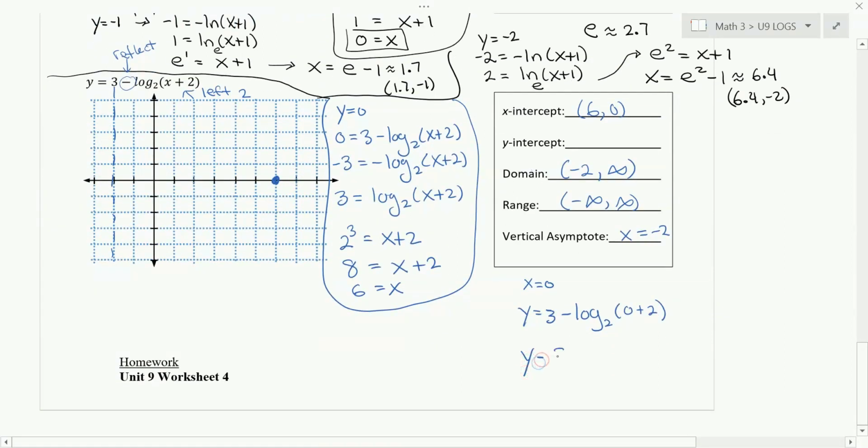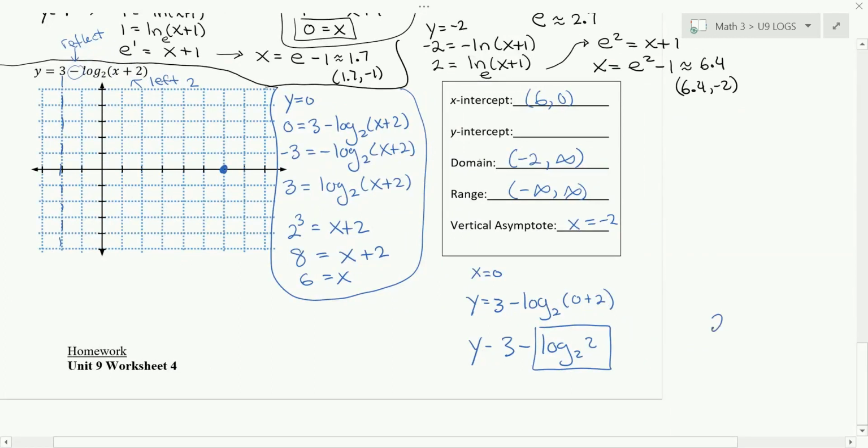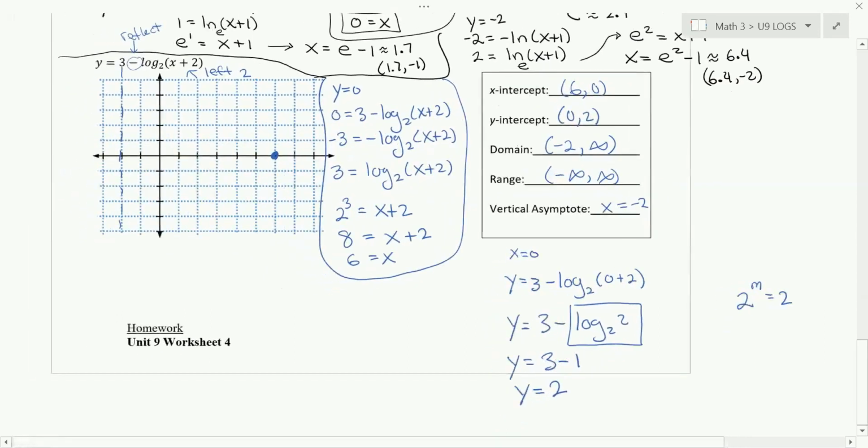So it's going to be 3 minus some log. And so we need to figure out what the log value is. What is log base 2 of 2? So that's asking the question, 2 to what power is 2? 1. So that log has a value of 1, so we're going to get y is 3 minus 1. So my y-intercept is going to be 2. And that gives us the second point.